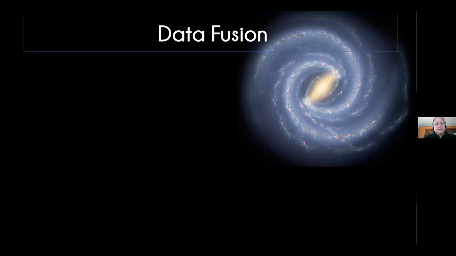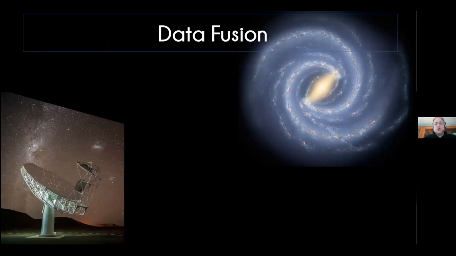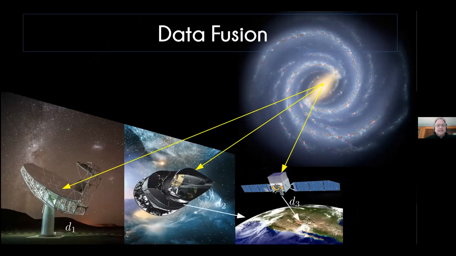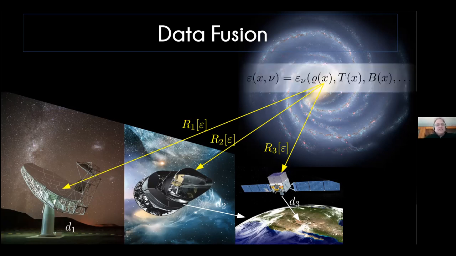So let's assume we look at the Milky Way with a number of telescopes like radio, microwave, gamma ray telescopes, and each of them receives signals from the Milky Way. So it probes the Milky Way in a certain way. In order to go back from the data of these telescopes to the Milky Way, we have to understand the relation between the data and the things it looks at. So we have to understand how the instrument responds to, say, emissivities epsilon. And if we are interested in physical quantities, we have to understand how the emissivities depend on physical parameters like density, temperature, magnetic field strength, and so on.